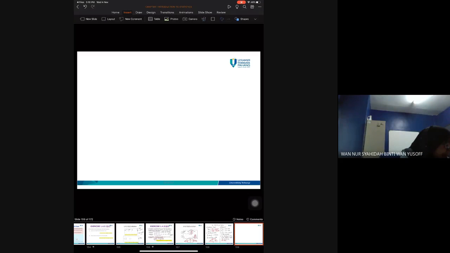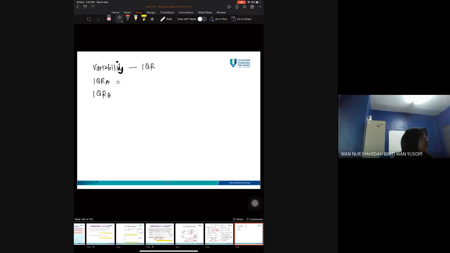Okay, so then we have the probability. How do we comment on probability? For the box plot, we use IQR. So find the IQR of A and then the IQR of B. The IQR of A is 1.5. The IQR for B is 1.2. It is Q3 minus Q1.